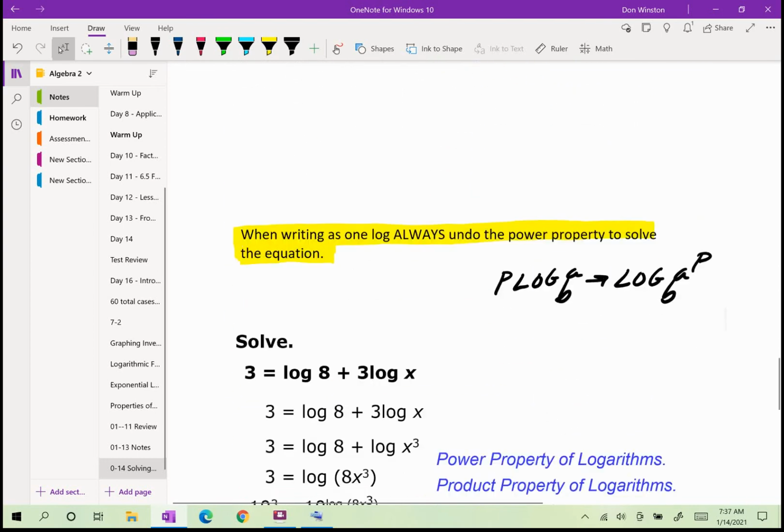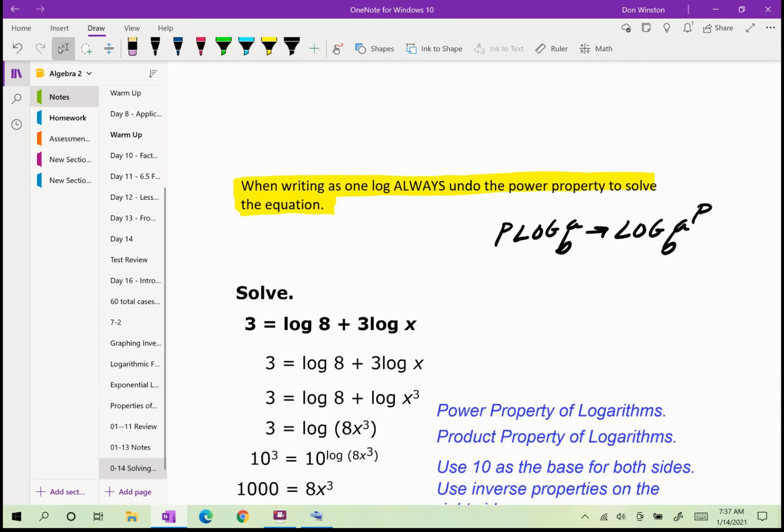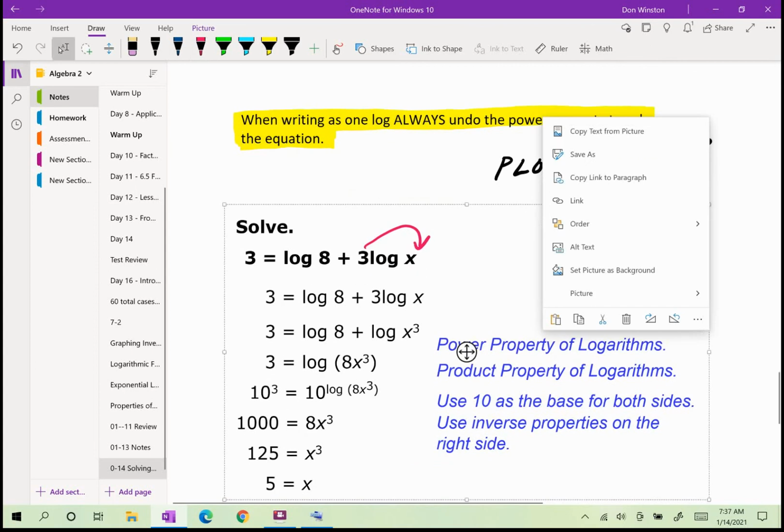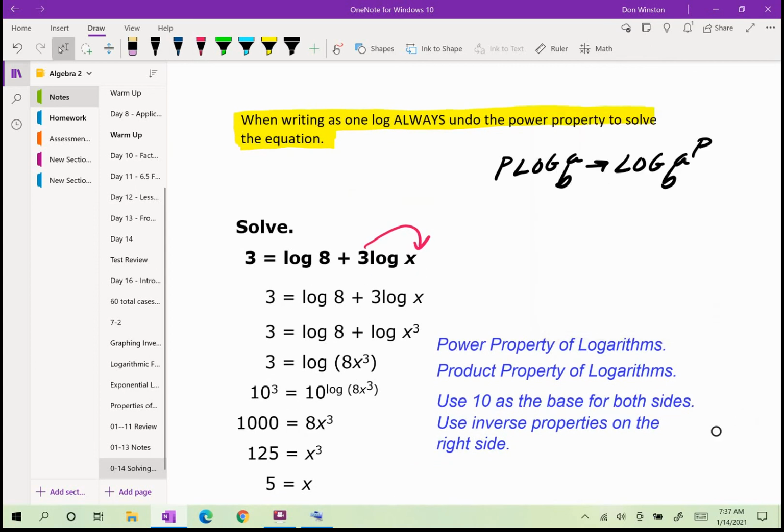But here, I'm combining logs. I need to write as one logarithm. I really want to undo the power property. Okay, that's important. I want to bring that 3 up before I do anything else. All right, and so now I'll use the product property. 8 times x to the third is 8x to the third.